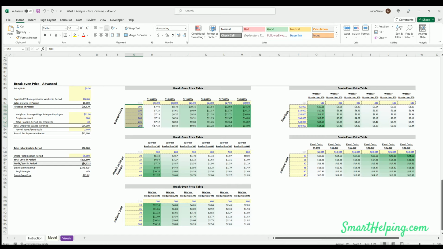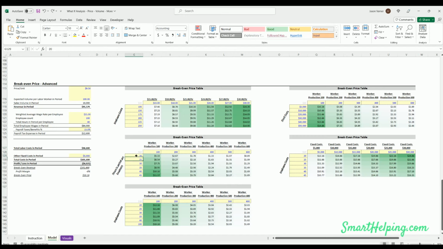is going down. And then as you raise the average wage rate, the break-even price is going up, but still, if you go from top to bottom, it's getting cheaper. Here we do worker production and fixed costs and figure out the break-even price. This one is worker production and hours in a period and giving you the fixed price.